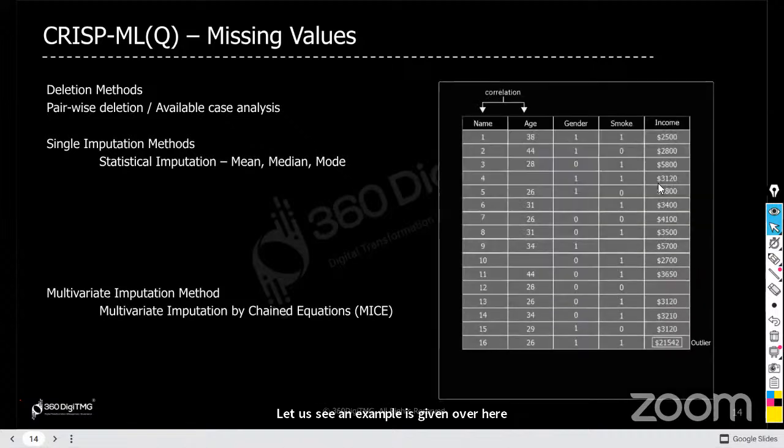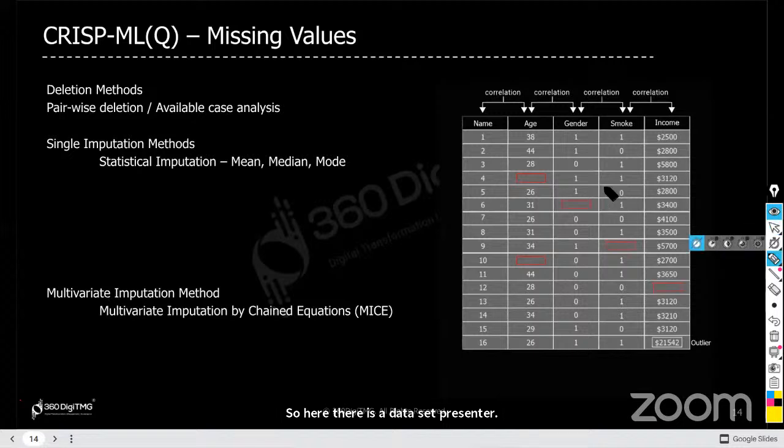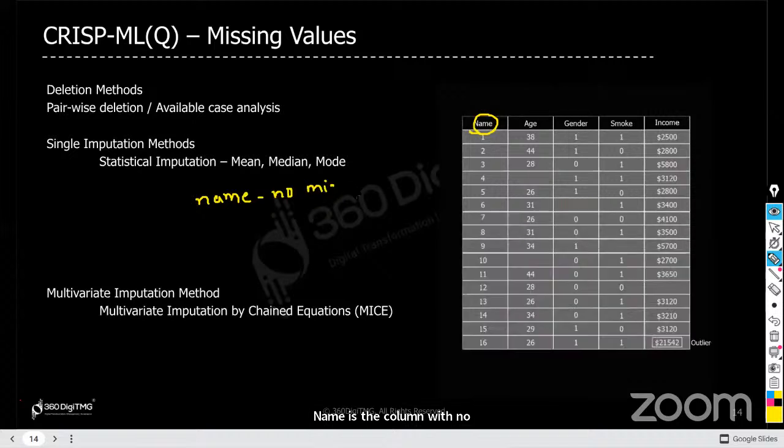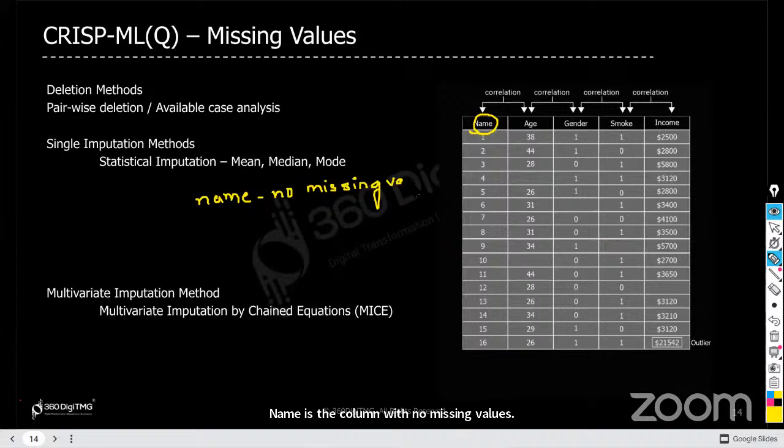So here there is a data set present, in which the columns are name, age, gender, smoke, and income. Name is the column with no missing values. And then there are missing values in the age column, gender column, smoke column, and income column as well.